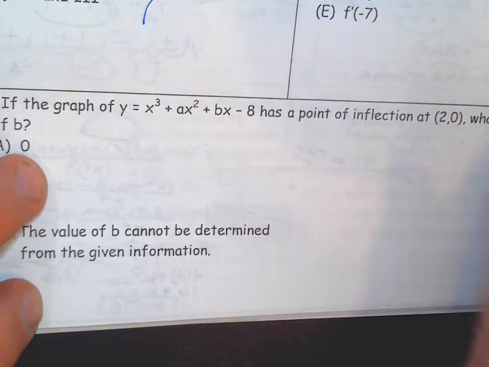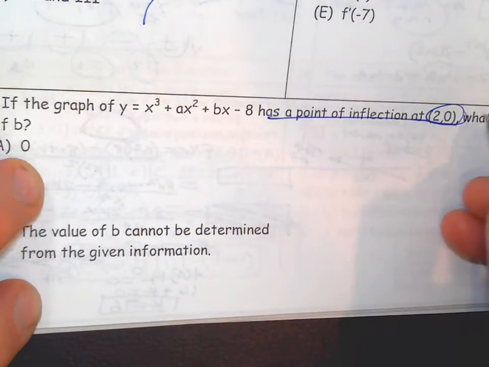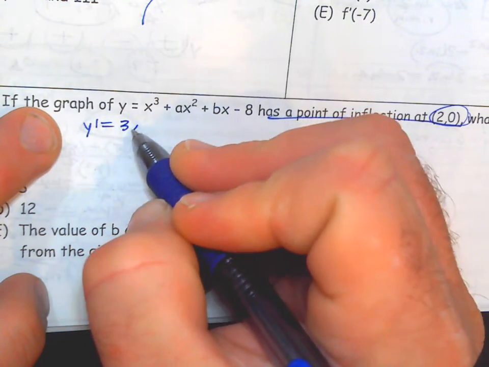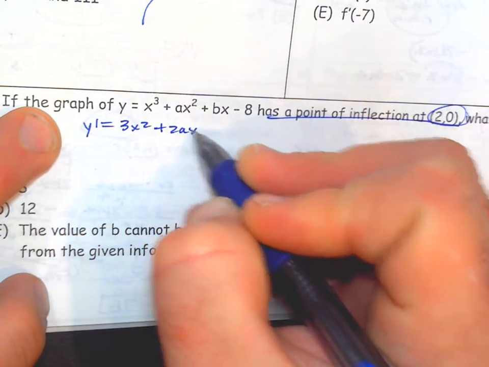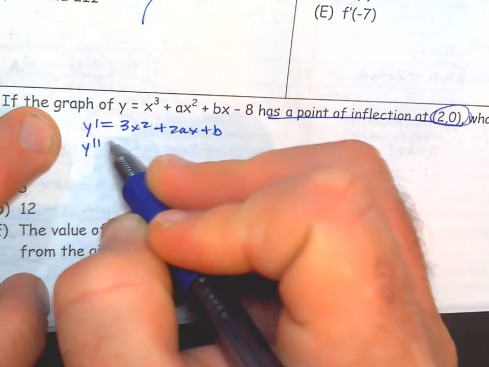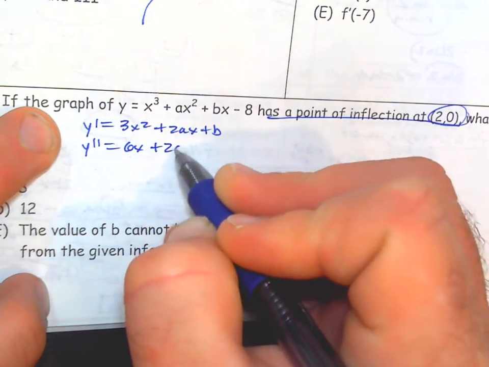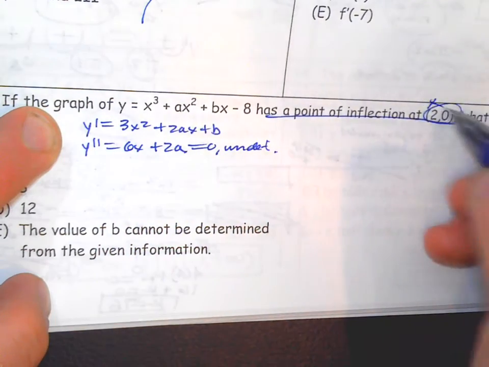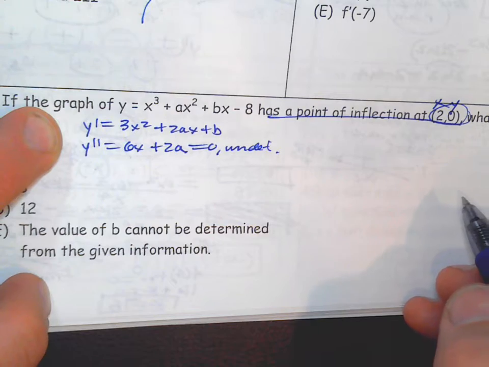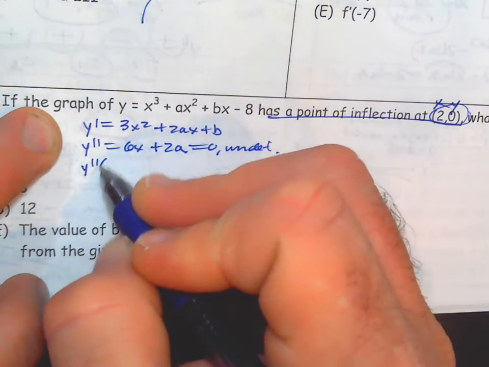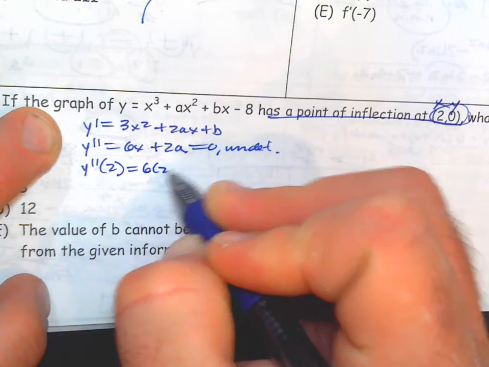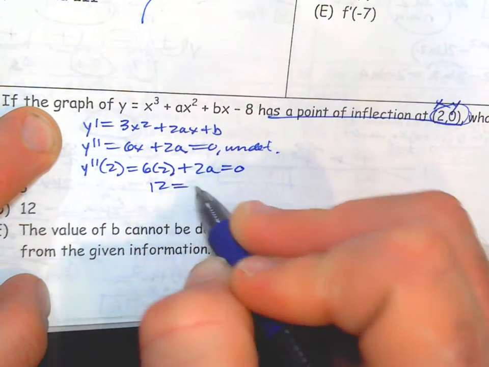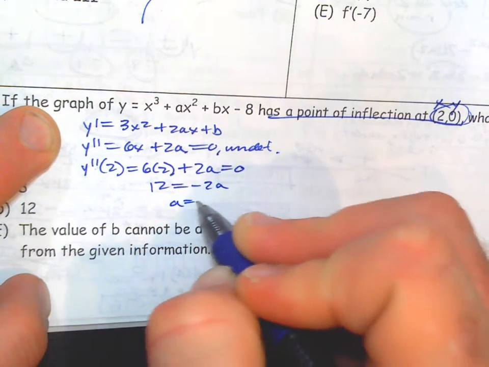25, if this is a graph, it says it has a point of inflection here, what would the value be? So let's go looking for this inflection point. First derivative, 3x squared plus 2ax plus b. Second derivative equals 6x plus 2a, and it should equal 0 or undefined. And they're telling you it's going to happen at x equals 2, y equals 0. So y double prime at x equals 2 would be 12 equals negative 2a, a equals negative 6.